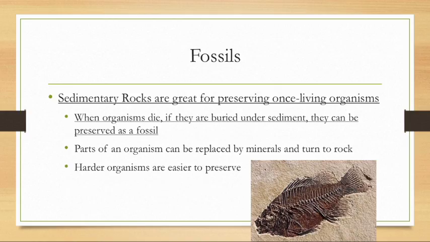So one other thing that I want to mention here is that the hardness of the organism determines how easily it's going to be preserved. If it's a harder organism, it's more likely to leave an imprint and then get preserved, whereas something like a worm, it's going to be a lot harder for a worm to leave an imprint in a rock over long periods of time. So those soft-bodied organisms usually break down before they have a chance to leave behind evidence that they ever existed.